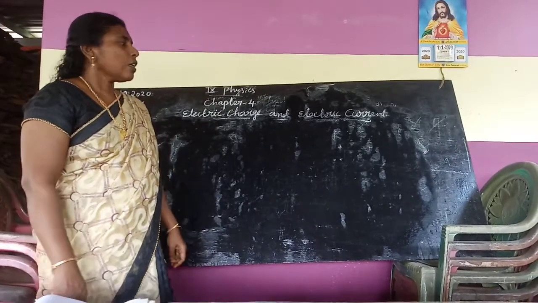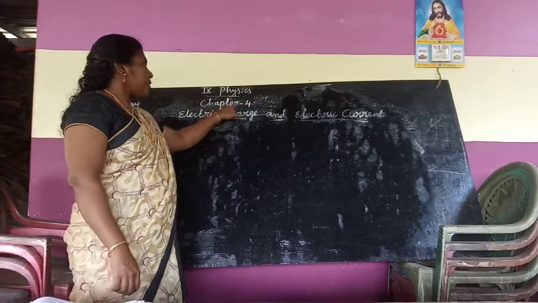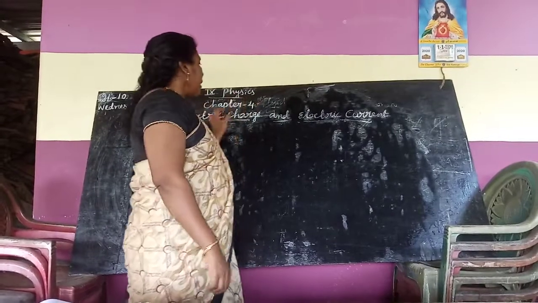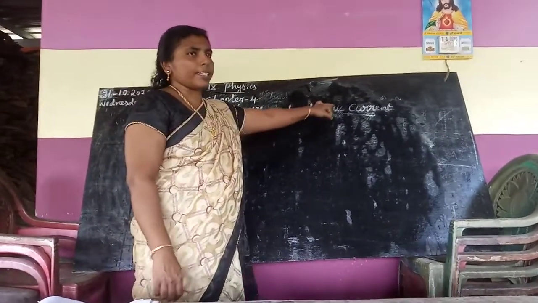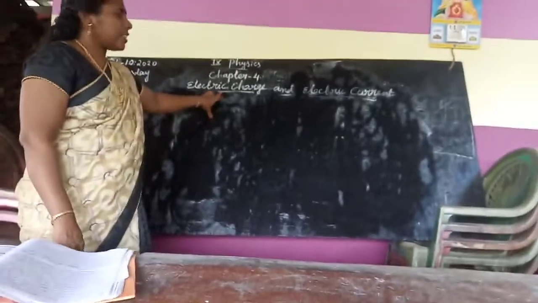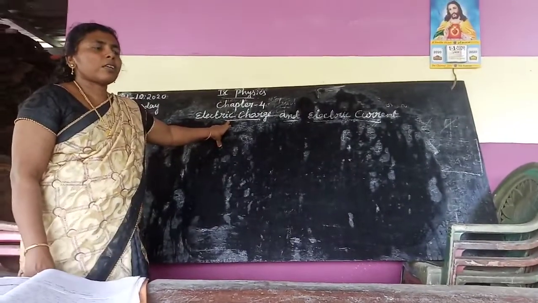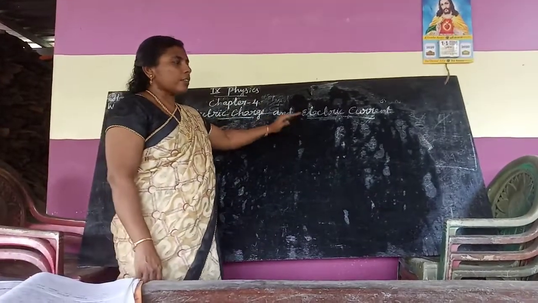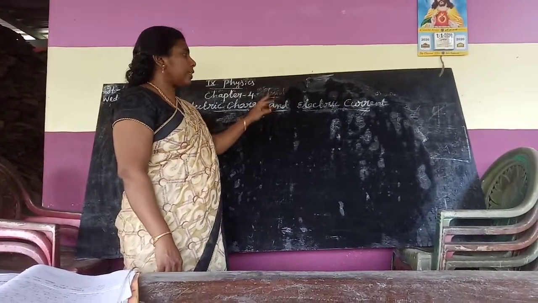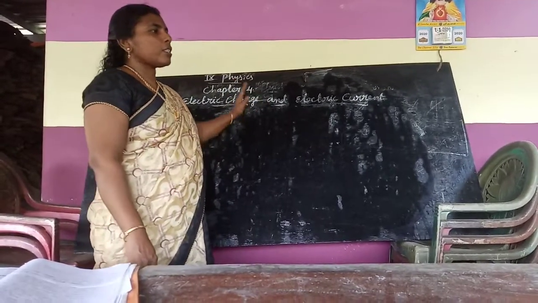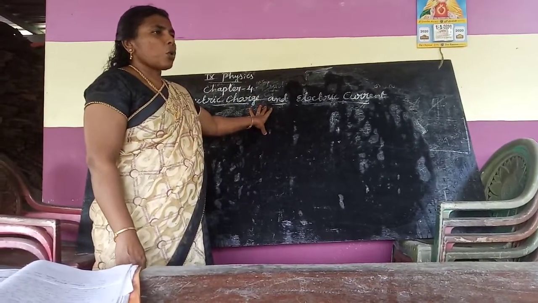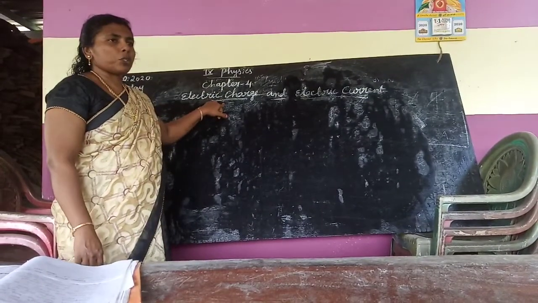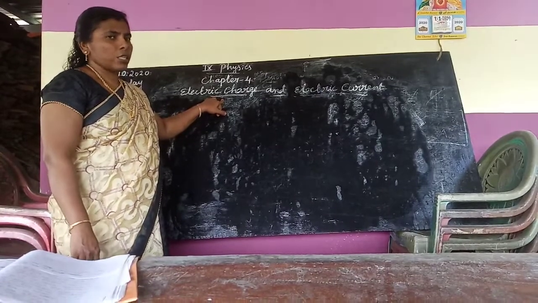Okay. Very good. Then today we can start chapter 4, electric charge and electric current. In this chapter, you have to learn more formulas, units, and the letters that denote them. This chapter is also 10th standard; the same formulas, units, and denoting letters will come. So listen carefully and learn. The questions I give you to study, you have to learn.